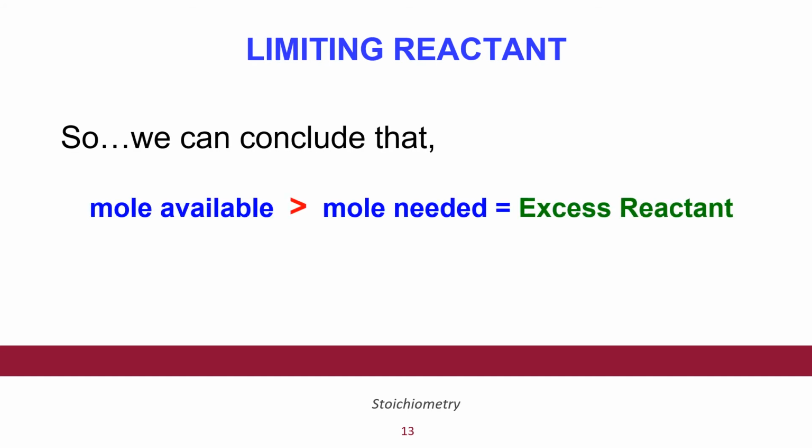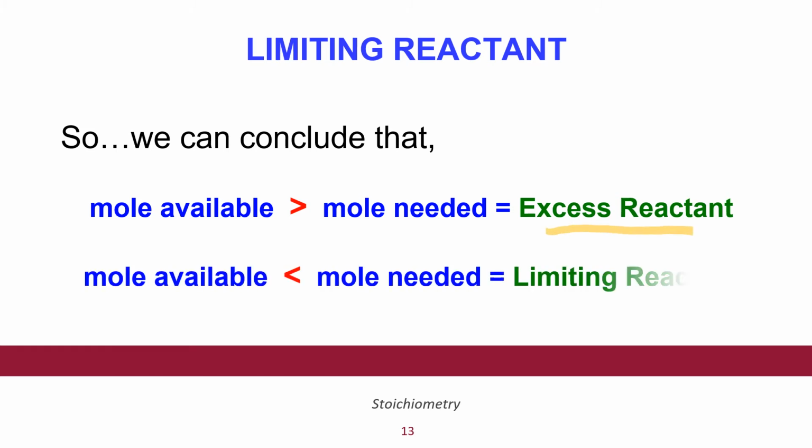So we can conclude that when the number of moles available is greater than the number of moles needed, the substance is called the excess reactant. When the number of moles available is less than the number of moles needed, the substance is called the limiting reactant.